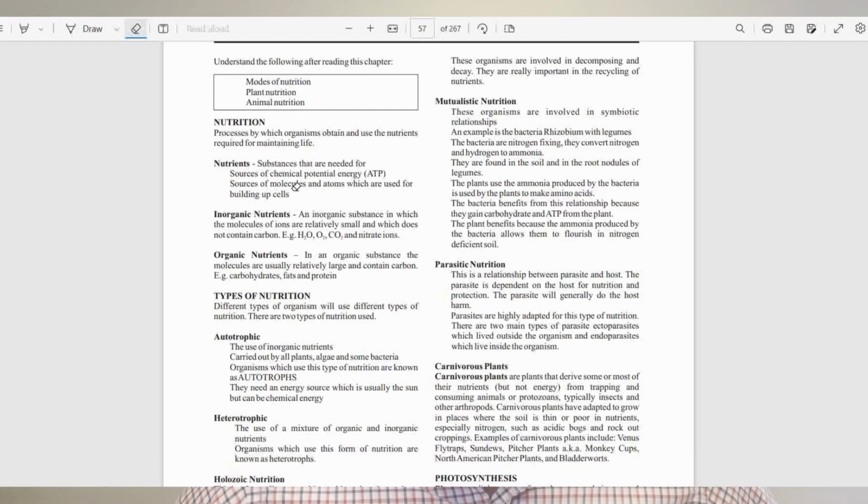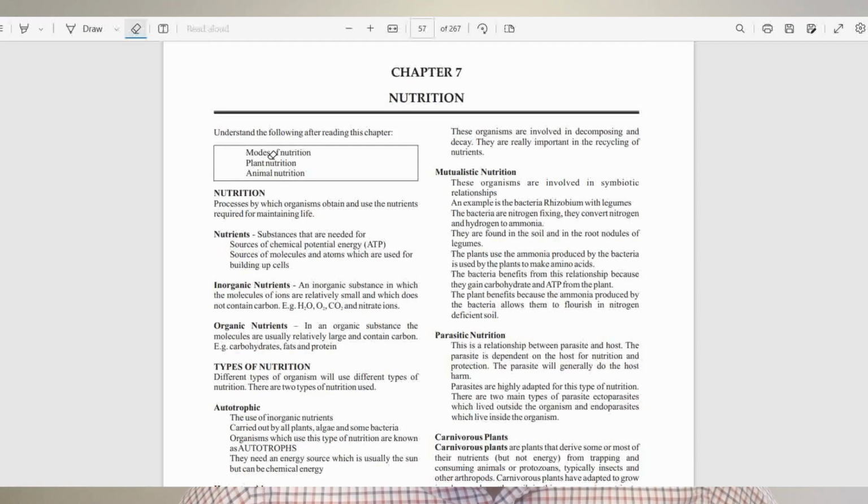In this video, we're going to be looking at the seventh topic of the JAMB syllabus, which is nutrition. Now, for this topic, we would still continue with our book, Explicit Biology, and let's quickly begin. So we're going to be looking at the mode of nutrition. We're going to consider plant nutrition, and then we'll look at animal nutrition.